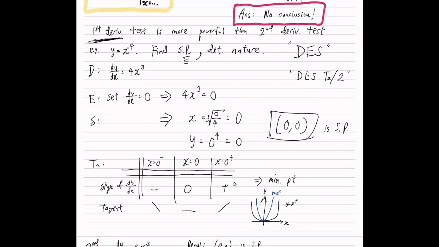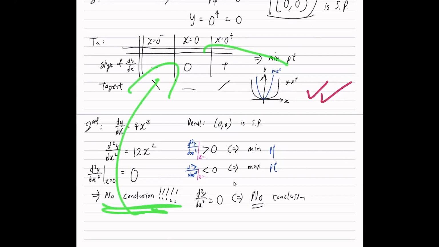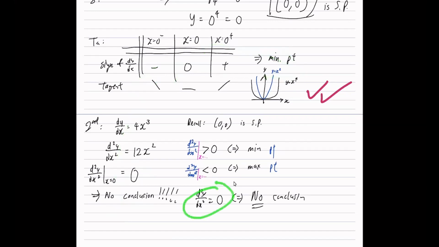This is y equals x power 4. We did first derivative test to confirm it is a minimum point. Then second derivative test, we realize that when you sub in, you get 0. Answer is no conclusion. And yes, you're correct. After you realize it's no conclusion, you should do first derivative test and conclude minimum point. Okay, remember, equals 0, no conclusion. Clear? Okay, very good.